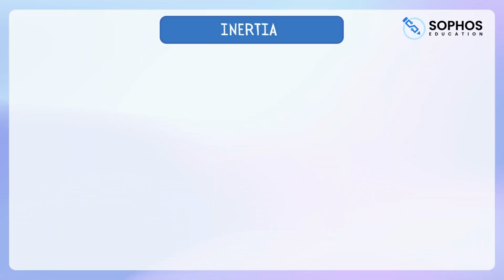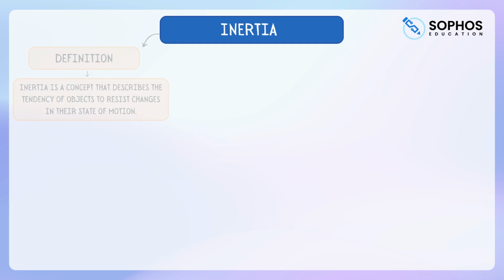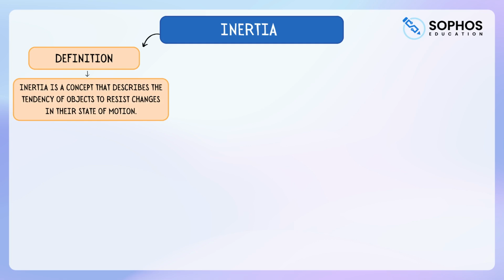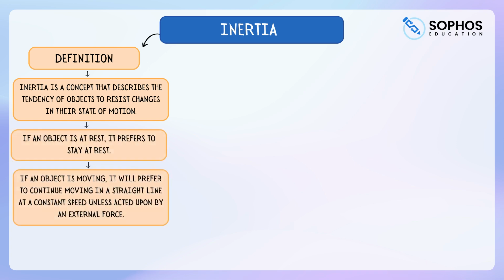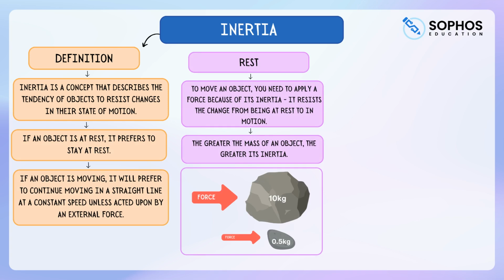In today's lesson, we delved into the concept of inertia and how it is central to Newton's first law of motion. We defined inertia as the tendency of objects to resist changes in their state of motion, whether at rest or in uniform motion. We examined how inertia affects objects at rest, noting that greater mass results in greater inertia and thus requires more force to initiate movement.